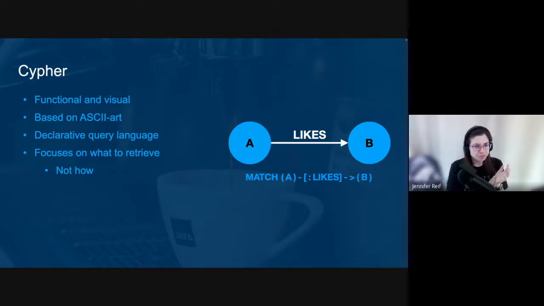So Cypher is both functional as well as visual. It's based on ASCII art, but it is also a declarative query language like SQL. It focuses on what to retrieve, not how to retrieve it. So for instance, we have our graph pattern: node A likes node B. And so we could do a match or find or select, however you want to look at it. Node A likes node B. And we'll talk a little bit more about syntax in the next couple of slides here.